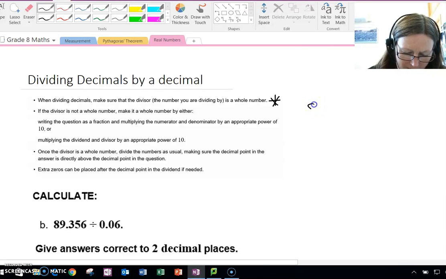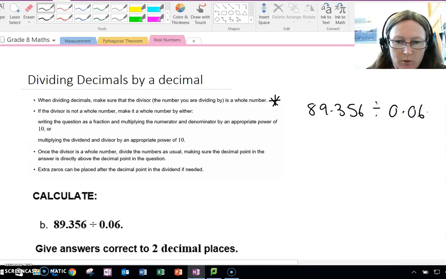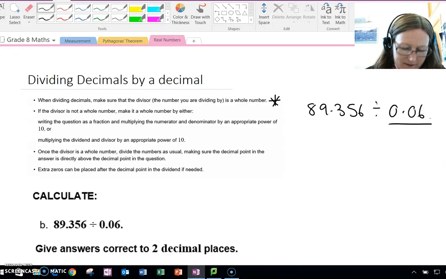So for example, if we've got 89.356 divided by 0.06, the divisor, the number you are dividing by in this case, is not a whole number. So this video is going to look at what to do if that is the case. We need to try and make this divisor a whole number.